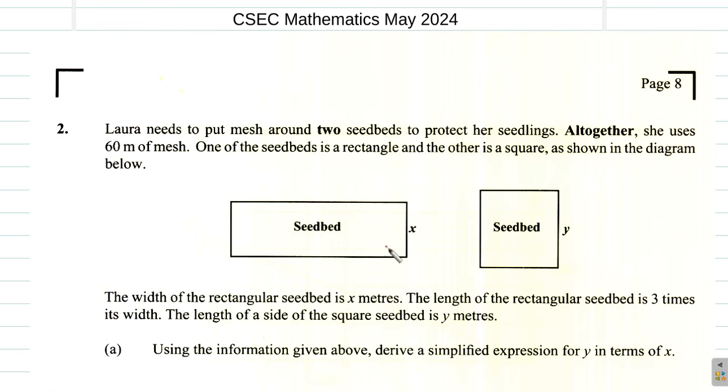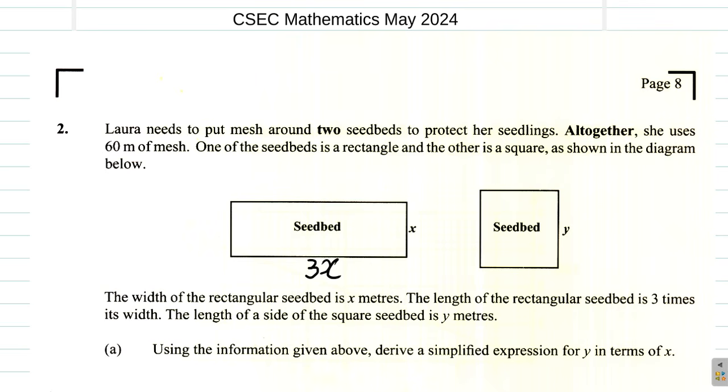So you can see it here. The length of the rectangular seed bed is 3 times its width. Alright, so if it is 3 times the width, then it would be 3 multiplied by x, which we call 3x. The length of the sides of the square seed bed is y. Okay, you see that.